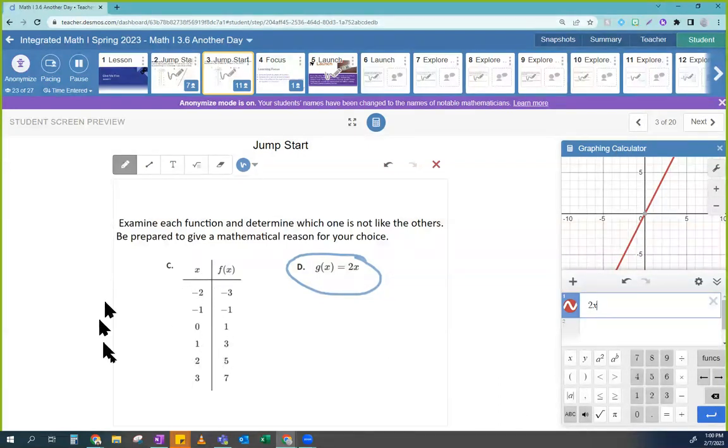Is this going to represent a line? They're all linear equations, that's right. Okay, which of these two, what makes these two different? Of these two, what makes it different? Get in there, answer.